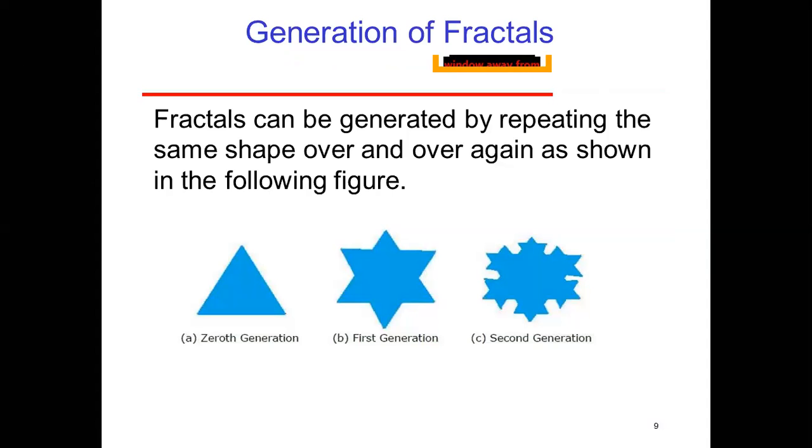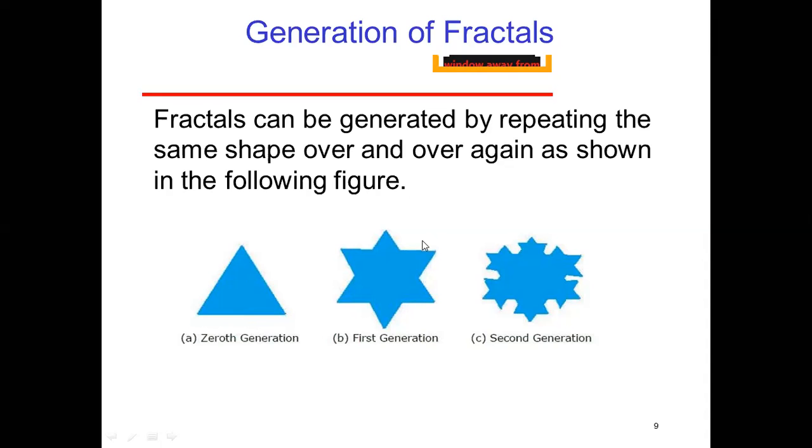Now, how can we generate fractals? These are a few examples of that. This is called the zeroth generation. This is the first generation, and this is the second generation. Now it is a triangle. Fractals can be generated by repeating the same shape over and over again. Now you can see here, this is the simple figure, the simple diagram of the triangle, and this is called the zeroth generation.